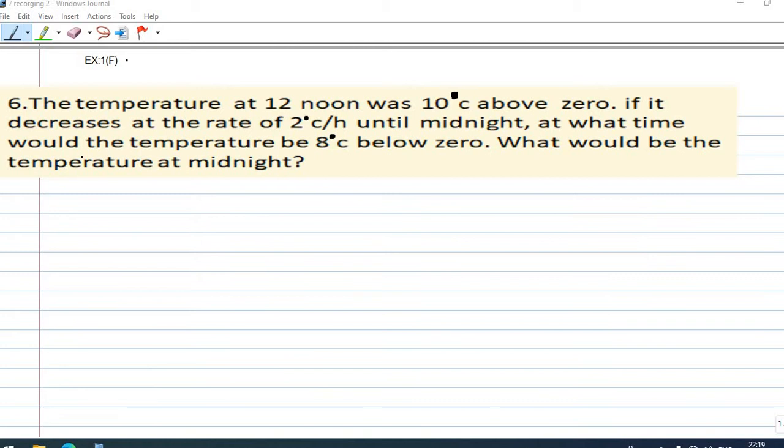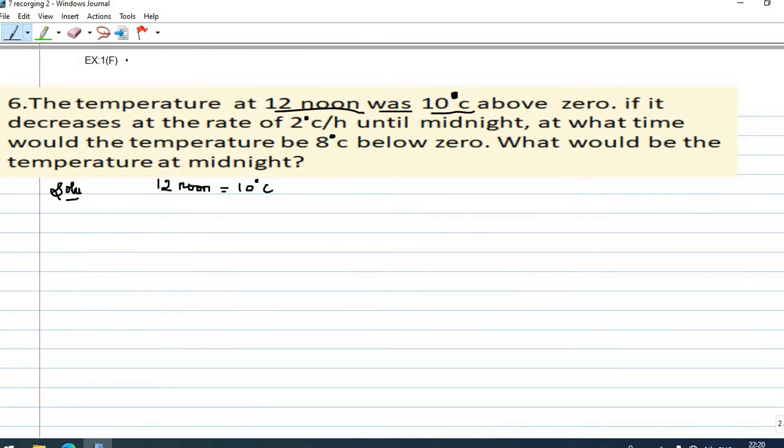Listen. First we will make a tabular column. At 12 noon, what is it? 10 degrees Celsius, which is given in the question. At 12 noon it is 10 degrees Celsius.